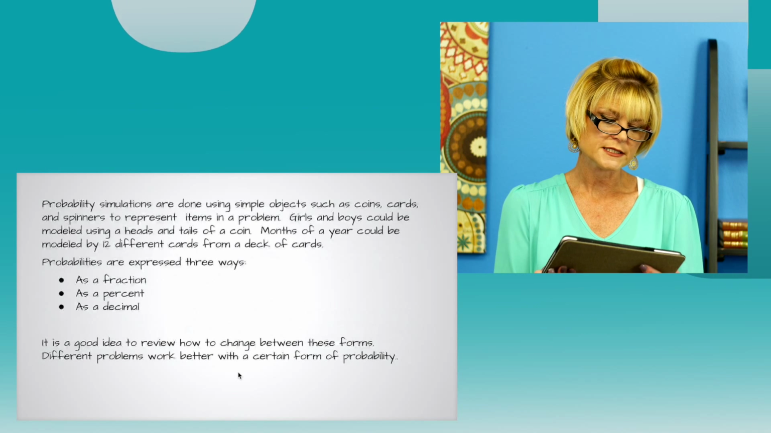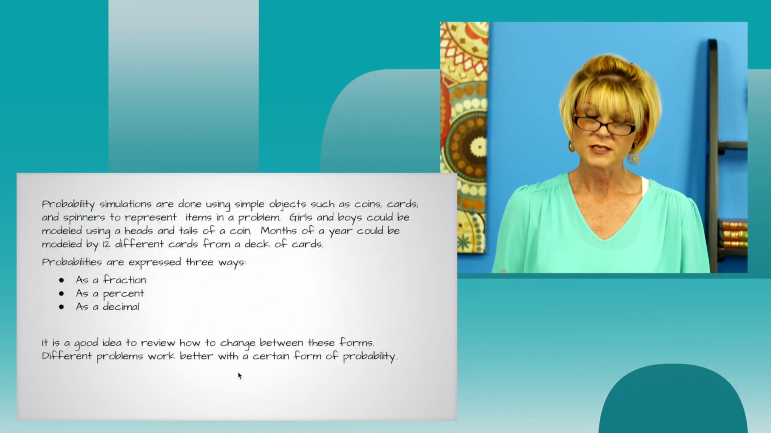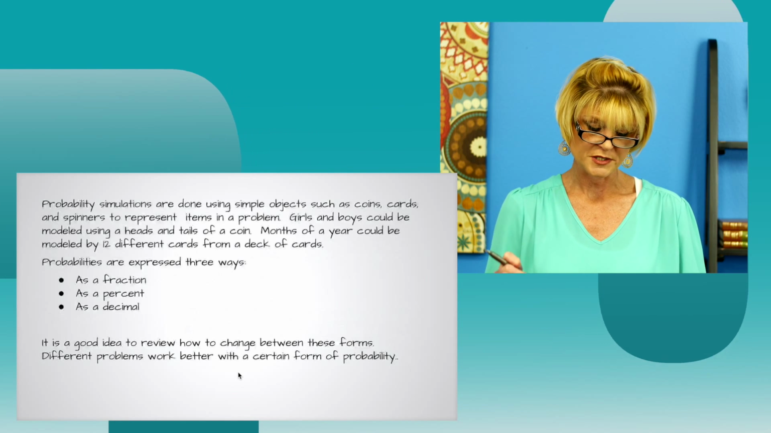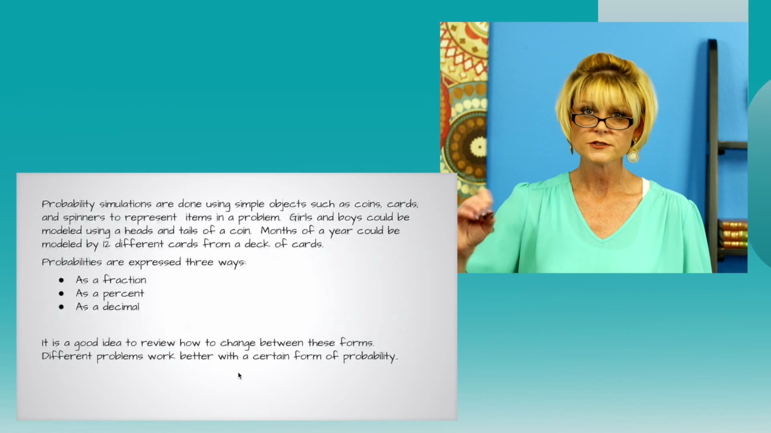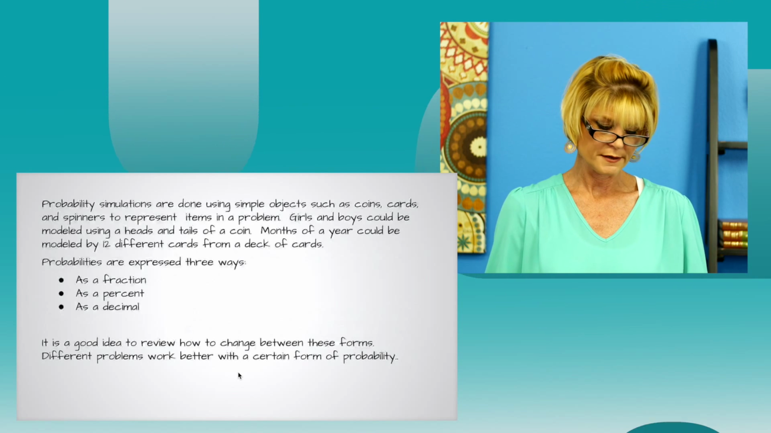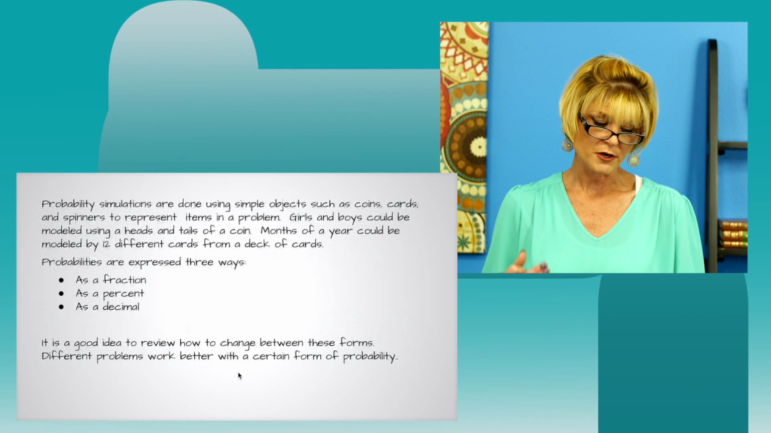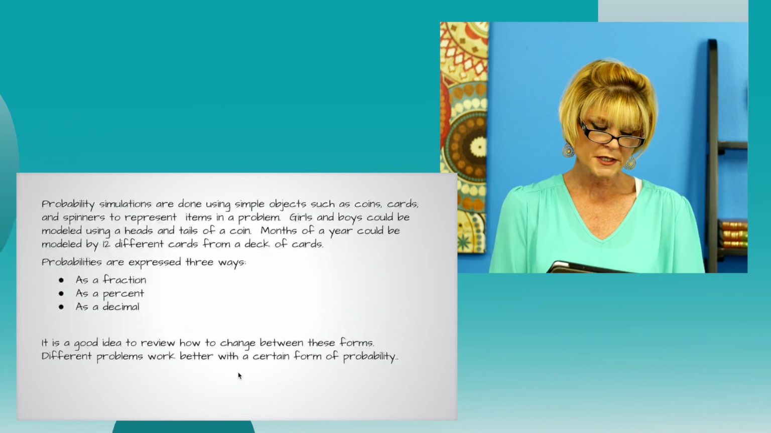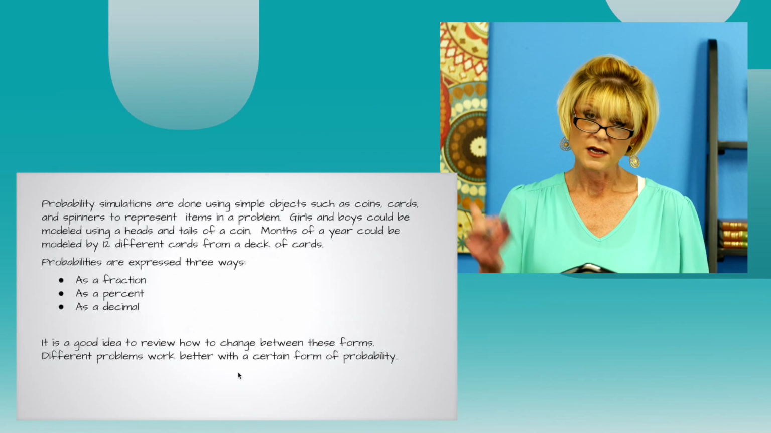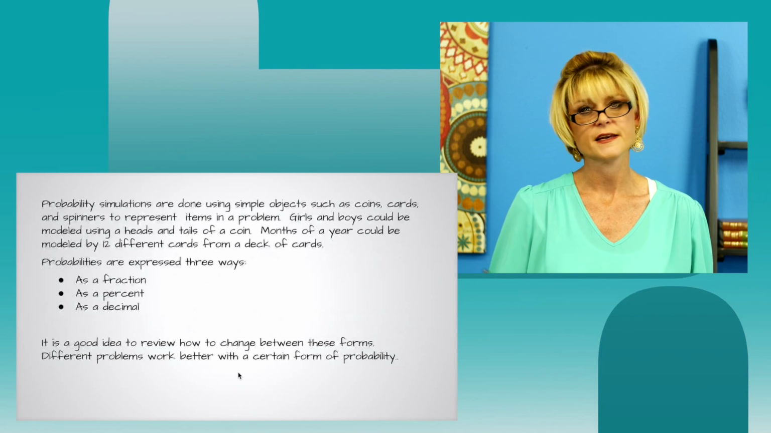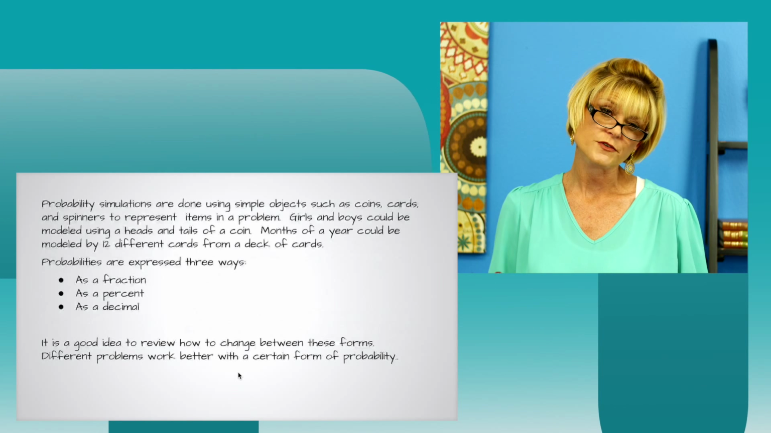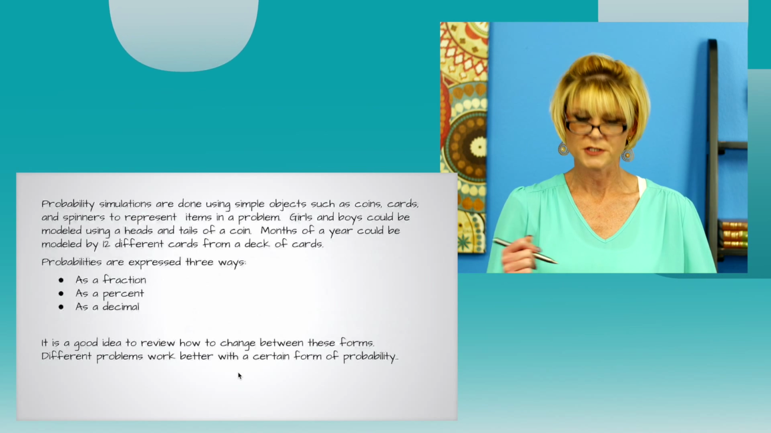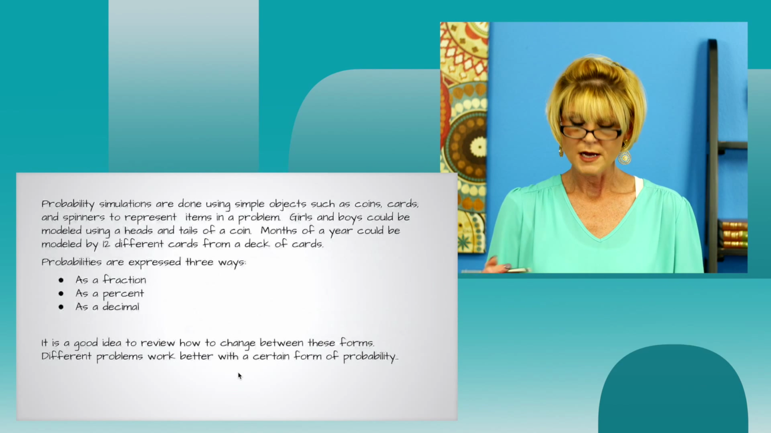Okay, probability simulations are done using simple objects such as coins, cards, and spinners to represent items in a problem. Girls and boys could be modeled using heads and tails of a coin. Months of a year could be modeled by 12 different cards from a deck of cards. So probabilities are expressed in three ways: as a fraction, as a percent, and as a decimal. And it's a good idea to review how to change between these forms because different problems work better with a certain form of probability.